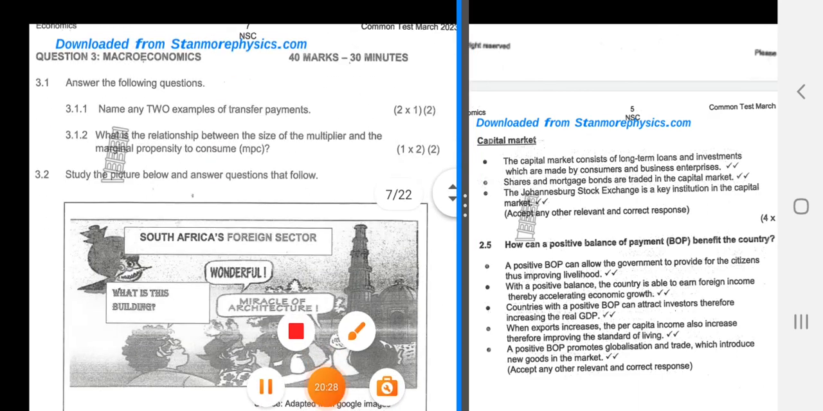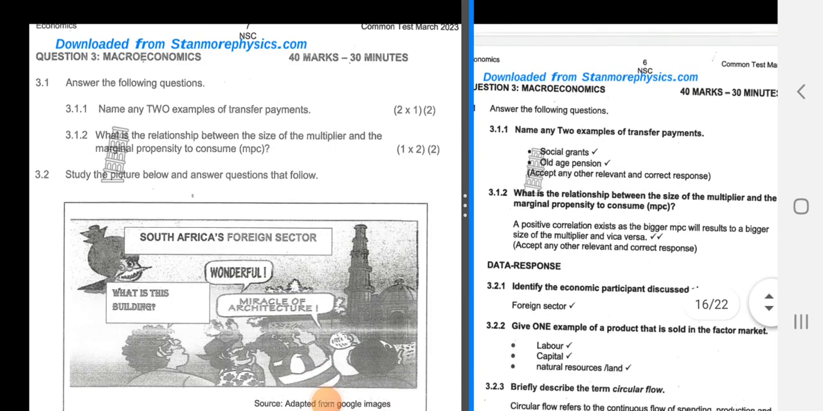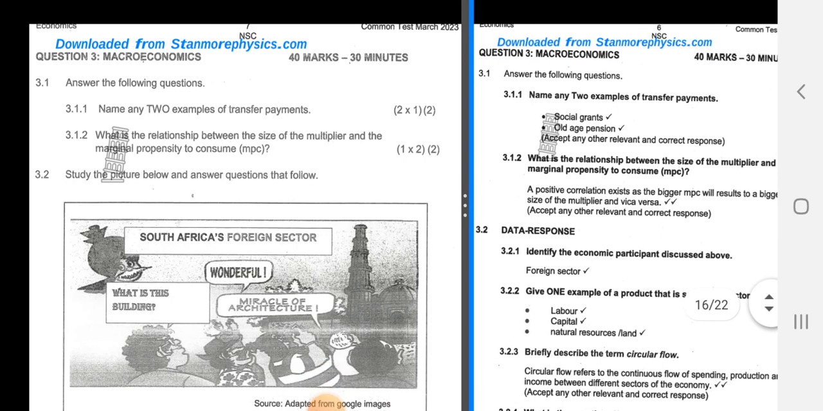Now we are in question 3. Okay. Answer the following questions. So 3.1.1 says name any 2 examples of transfer payments. So a transfer payment is a social grant or a pension or any other acceptable answer.